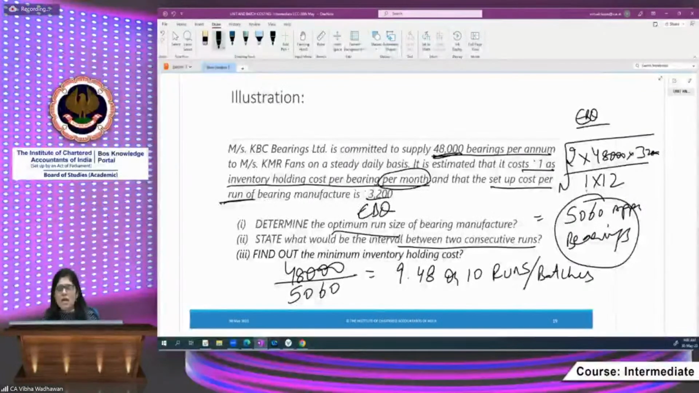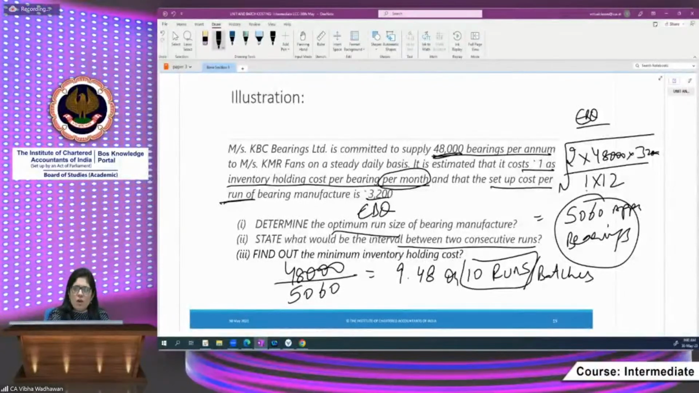I'm repeating, in one batch, 5060 bearings are produced. You have to produce 48,000 bearings in the entire year. So how many batches do you have to run? 48,000 divided by 5060 bearings. The answer is 9.48 or 10 runs. You cannot run in fraction. It's not 98, it's 9.48 or 10 runs. You have to have 10 runs.